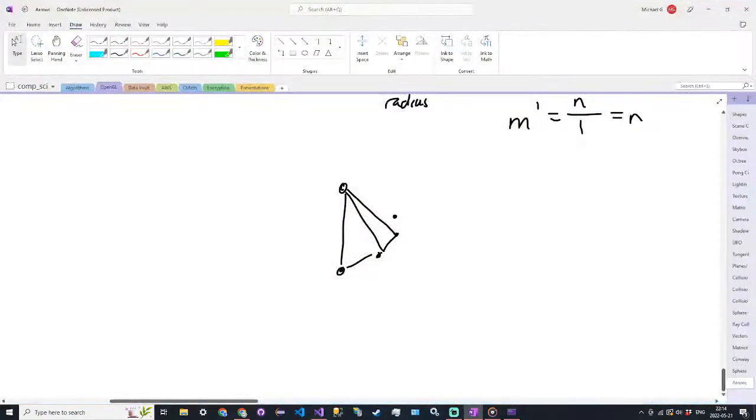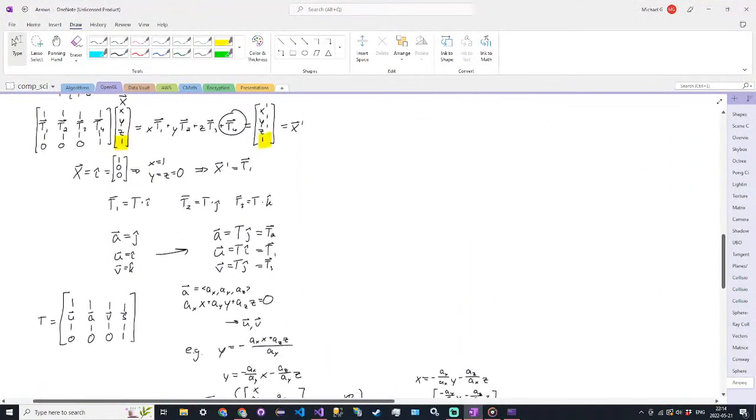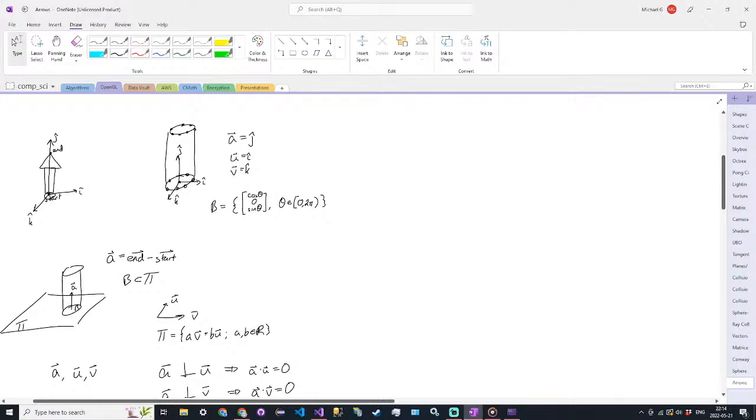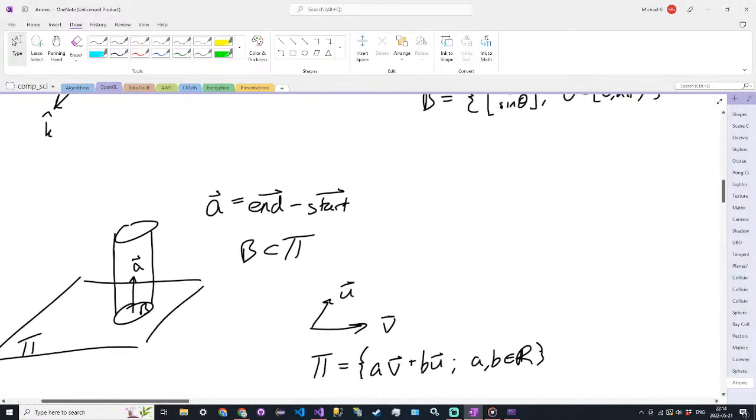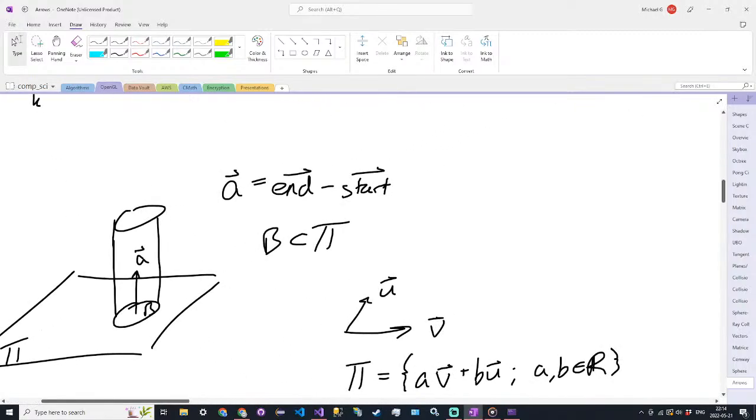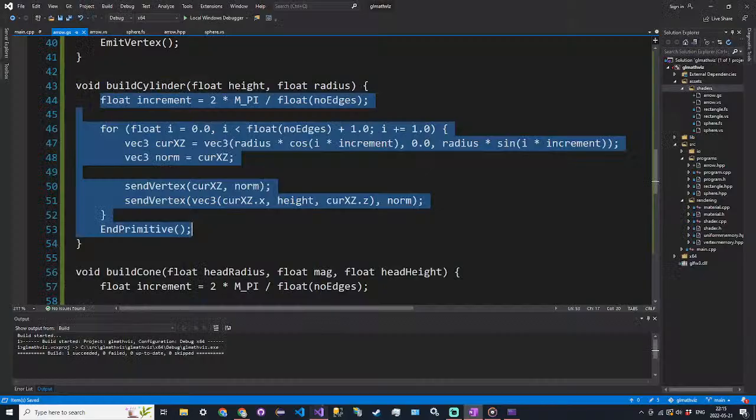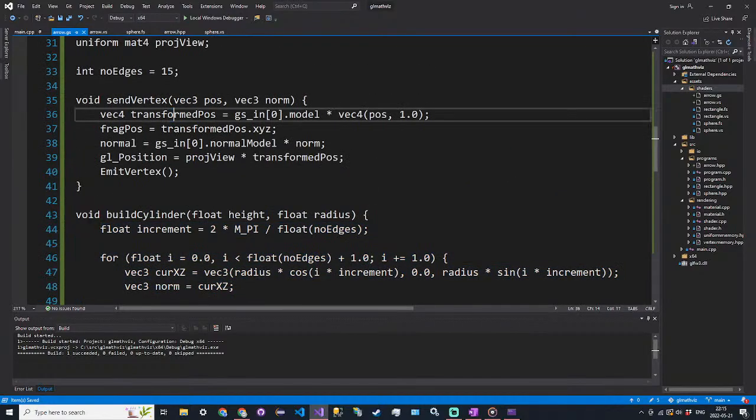So the first thing we did today was look at how to construct our arrow, and it's with a cylinder and a cone. So we build that along the y-axis, and then we transform it using the stuff that we calculated and passed in through the VBOs. So let's try this out.